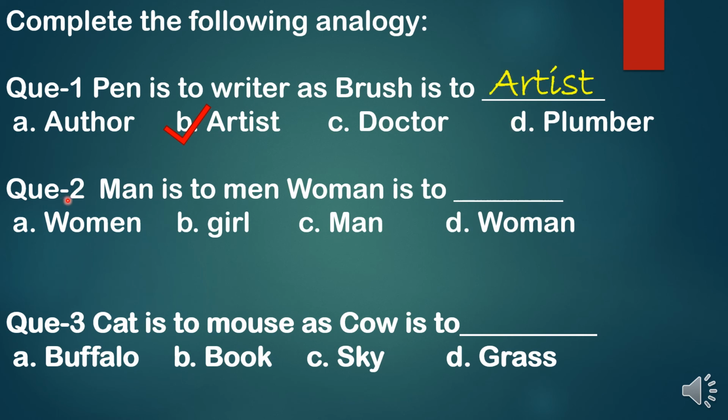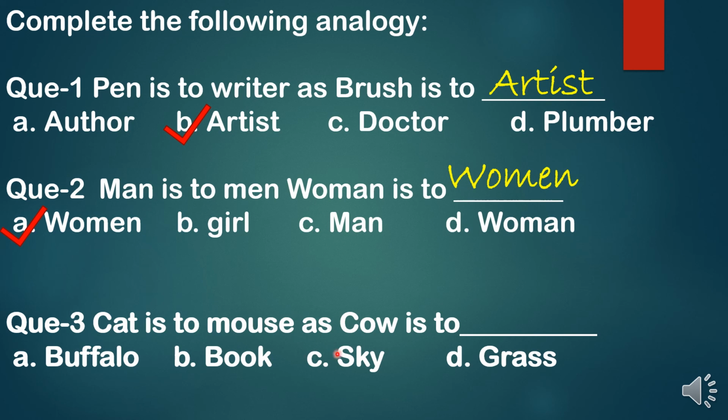क्वेश्चन नंबर 2. मैन इज टू मैन, वुमेन इज टू वुमेन, गर्ल, मैन, वुमेन. मैन इज टू मैन. दिस इज द सिंगुलर फॉर्म, दिस इज द प्लूरल फॉर्म. This is the singular form. Woman का plural क्या होगा? Women. So this one is the right answer, and here we will write the correct one.